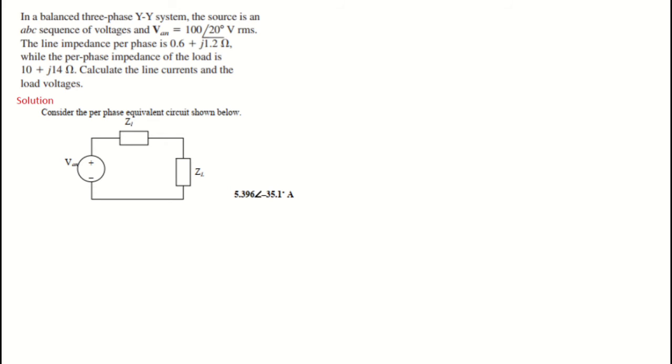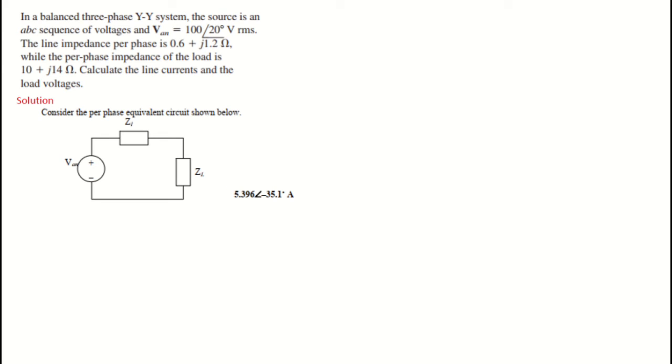In a balanced three-phase Y-Y system, the source is an ABC sequence of voltage and VAN equals 100 angle 20 degree volt RMS. The line impedance per phase is 0.6 plus j1.2 ohm, while the per phase impedance of the load is 10 plus j14 ohm. Calculate the line current and the load voltage.